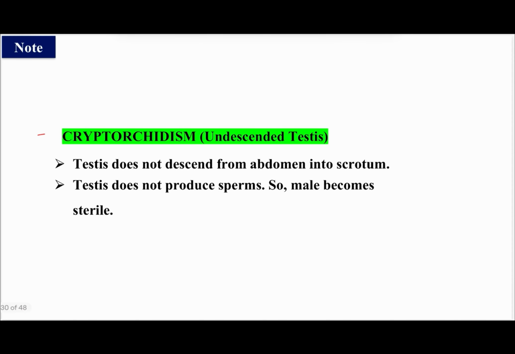Now you have to understand what cryptorchidism is. Cryptorchidism is actually the undescended testis. Here, the testis does not descend from the abdomen into the scrotum, so this is called cryptorchidism. And here, the testis does not produce sperm. So ultimately, if a male does not produce sperm, that male will be called sterile.